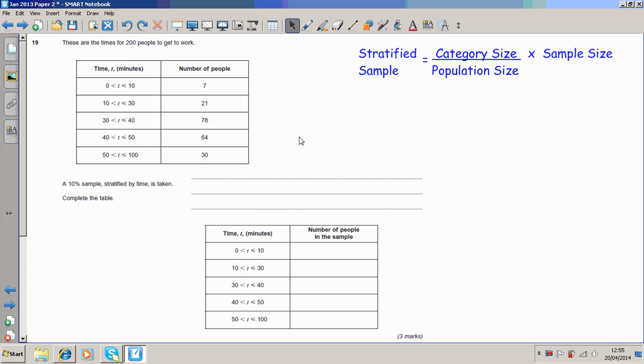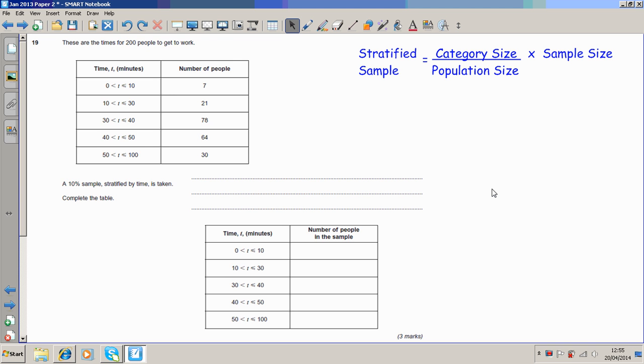Question 19. These are the times for 200 people to get to work. A 10% stratified sample, stratified by time, is taken. Complete the table. Okay, so 10% means we're going to do a 10% sample. 10% of 200 is 20. So we're going to do 20 people in our sample.